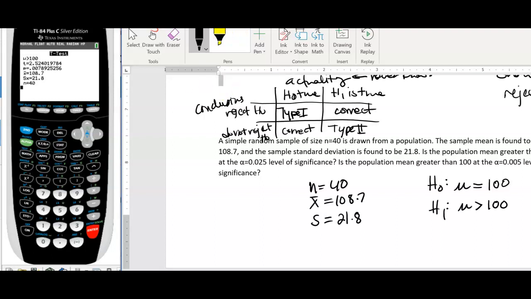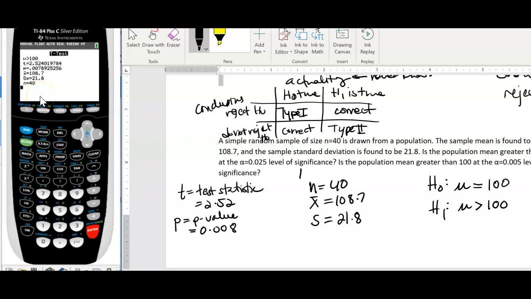So we had our output here. This is going to be our test statistic, and that is going to be 2.52. P, that is my p-value, and that is 0.008. And then it just restates your x bar and your sx and your n for you.